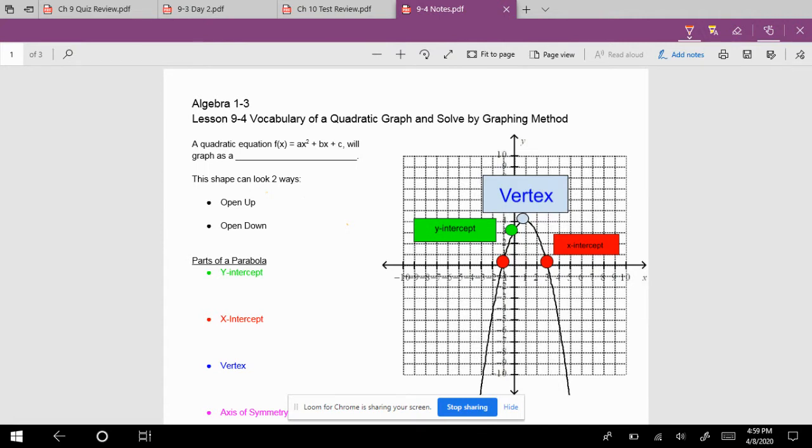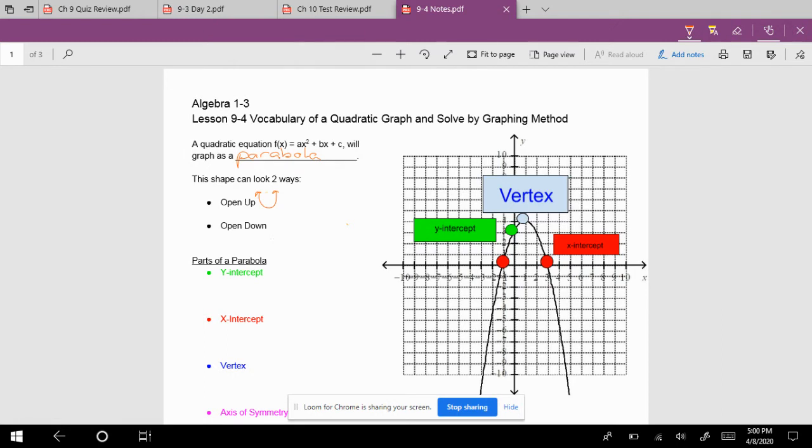All the graphs of quadratic equations are called parabolas. A parabola is the U shape that we get, not a V. V is absolute value. This would be a U shape. They can look one of two ways. They can open up or they can open down. If they open up, they look like a smiley face, and that would be considered a positive parabola. The way that I remember it is smiley face, you're in a positive mood.